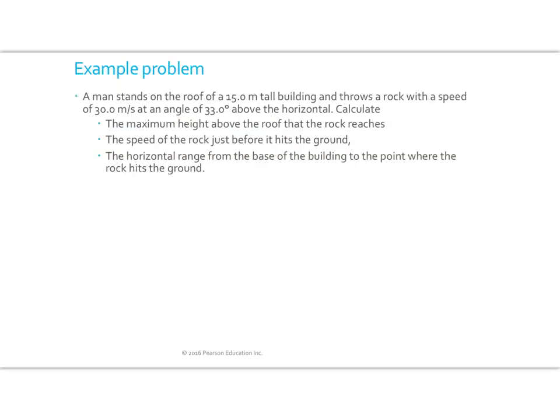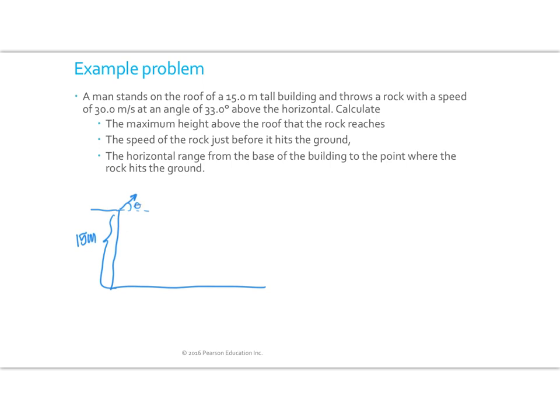And then finally, we have a man on a building throwing a rock with a speed of 30 meters per second and an angle 33 degrees above the horizontal. And we want to find the maximum height, the speed of the rock just before it hits the ground, and the horizontal range. I actually realized once I looked at this, it's super similar to the example problem that I already posted for an example of an LO problem.